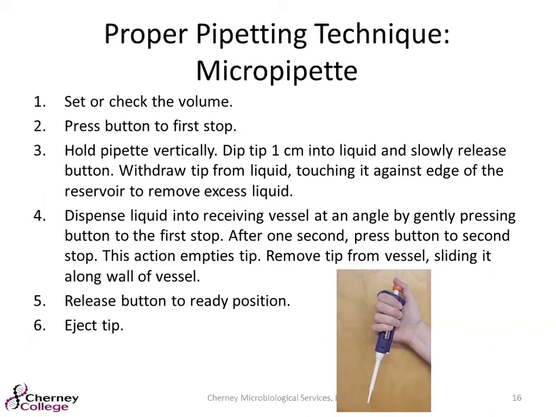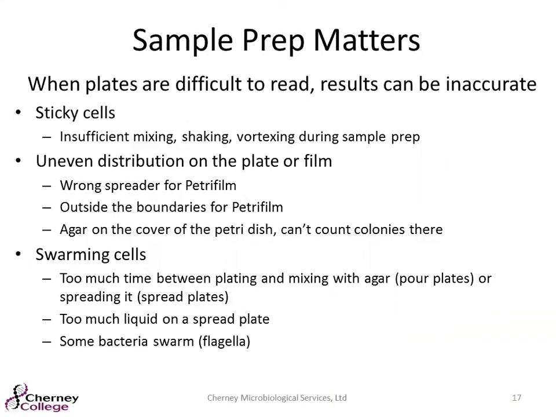So you're going to press the button down to the first stop. Again, holding that pipette vertically, you don't have to go too far into that liquid. Once you draw out the liquid, touch it against the side to remove any excess. And then you gently, at an angle, dispense down all the way to the second stop. And then you can release.